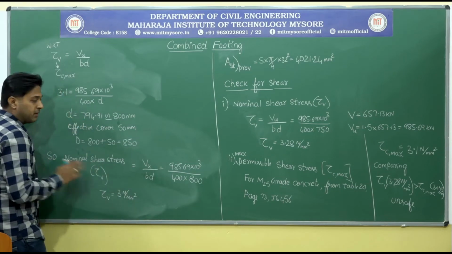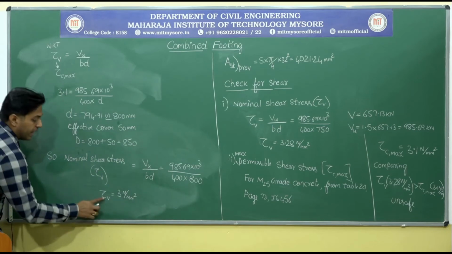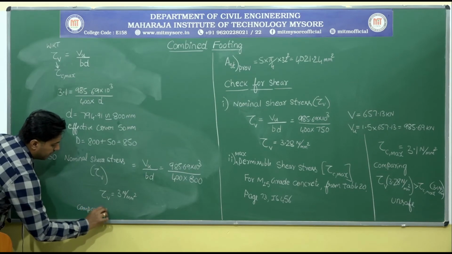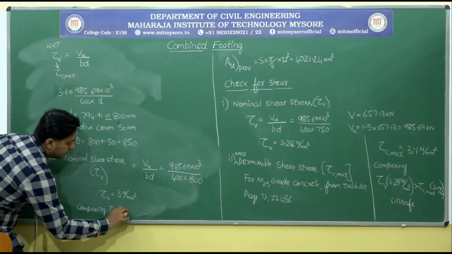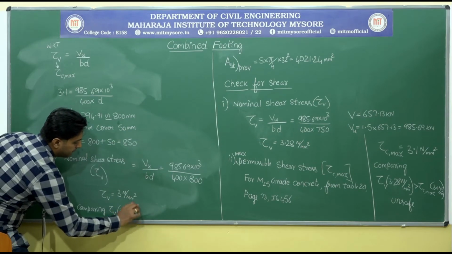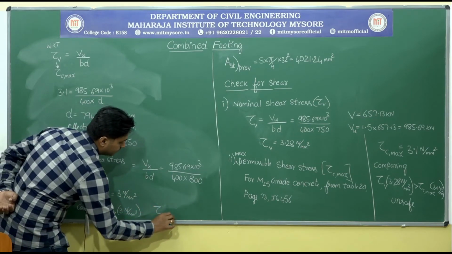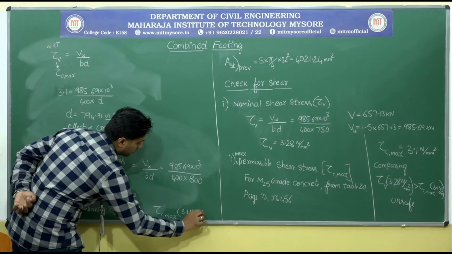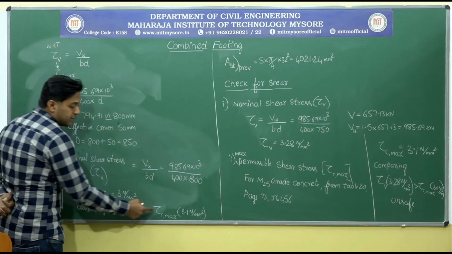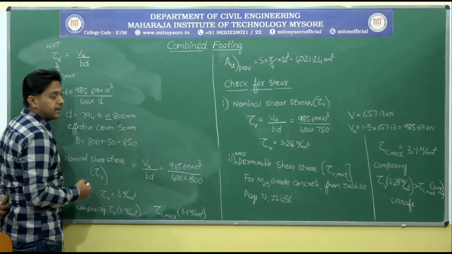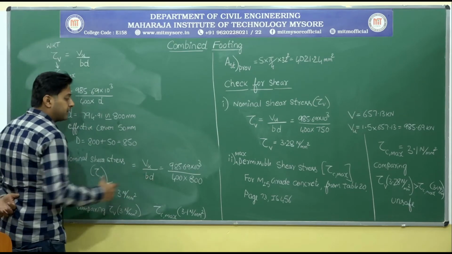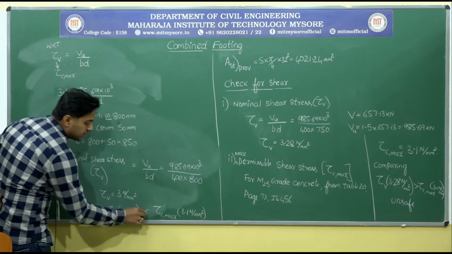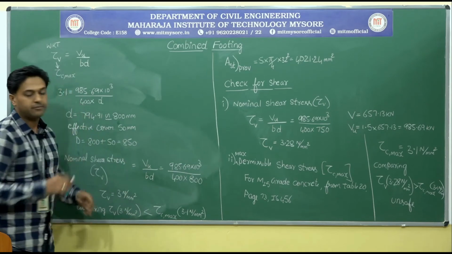Okay, so now what I will be doing here is comparing tau V, that is 3 Newton per mm square, and tau C max, that is 3.1 Newton per mm square. It's in a close range. If the close range needs to be taken away, you need to increase the depth further. Instead of 800, you would have gone with 850. Okay, so now tau V is less than tau C max, hence safe.